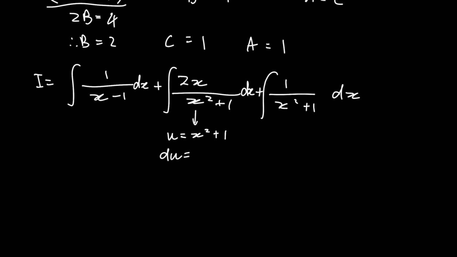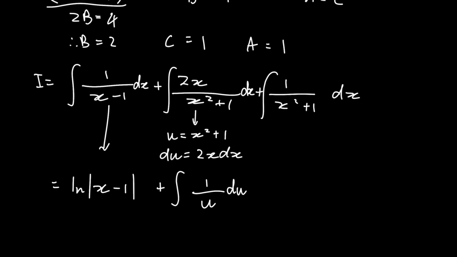Therefore the derivative of u in terms of x must equal 2x. If we make that substitution, we will have the integral of 1 over u, because our denominator we're substituting in for u, and for 2x dx, we're substituting in du. Solving the other integral, it's simply the natural log of the absolute value of x − 1. And solving this integral, we know that to be arctan of x, then of course plus C.